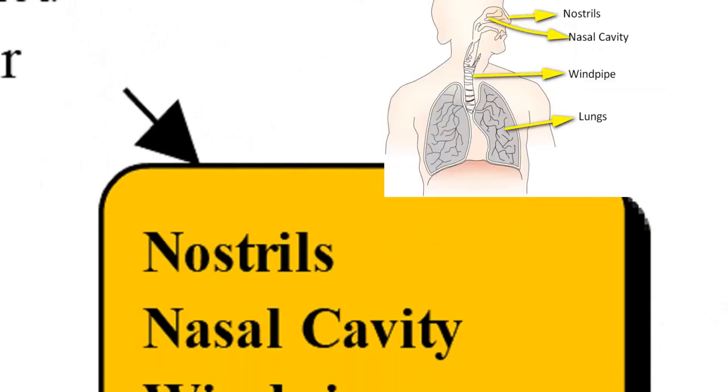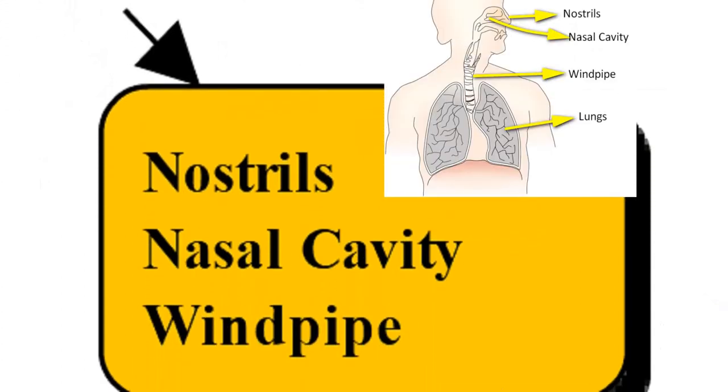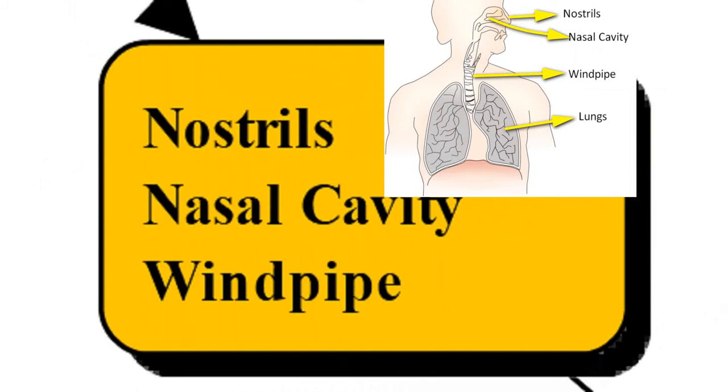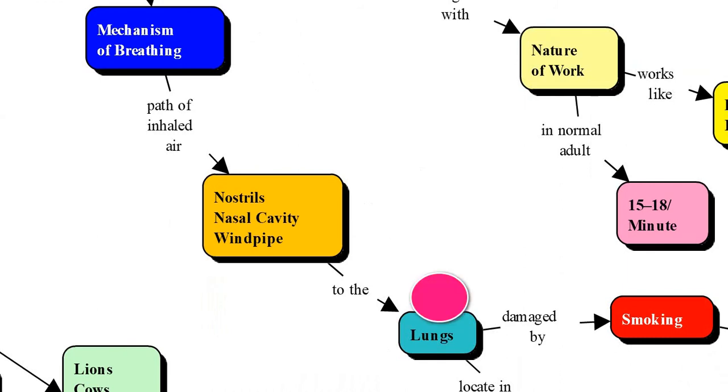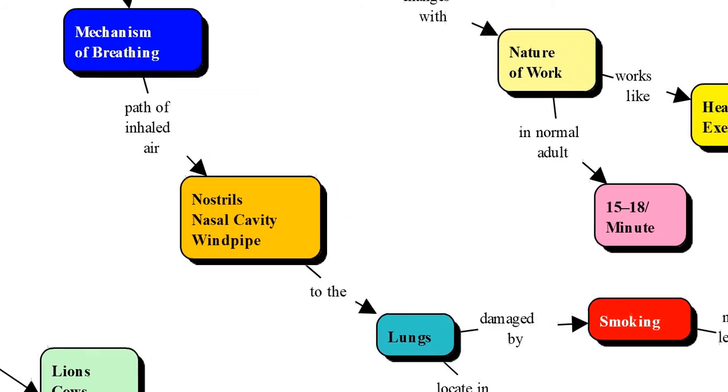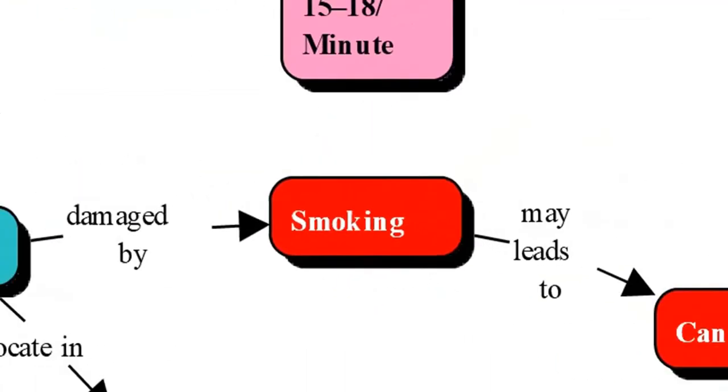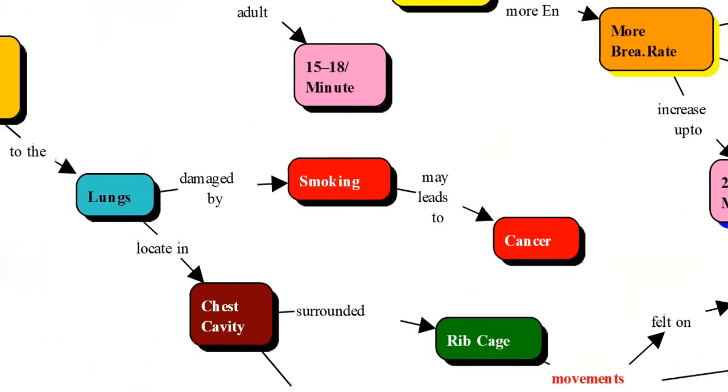Mechanism of breathing. When you look at the path of the inhaled air, it goes through the nostrils, through the nasal cavity and windpipe, and finally reaches the lungs. Lungs are the important organs of the respiratory system. Lungs are damaged by smoking. Smoking may lead to cancer.